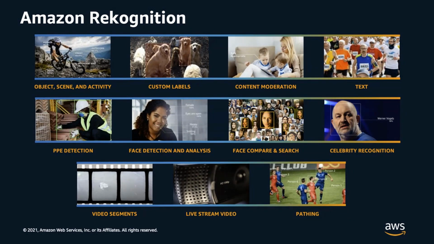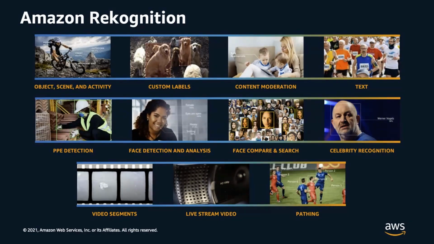You can also customize it with something called custom labels. And we have 2 specific features which are very relevant to the content moderation use cases. One is an API which just does content moderation. And then another one is a text detection feature, which can do OCR. We also have other features which might be of interest, particularly around detecting faces, analyzing them, and comparing and searching faces. And we also have some features around video and detection of PPE.